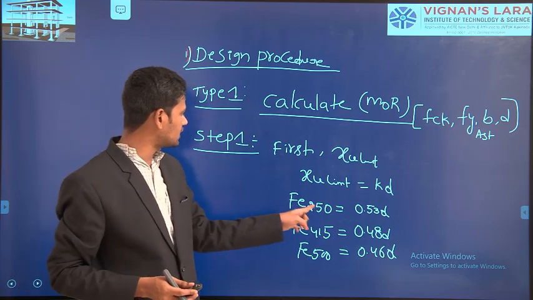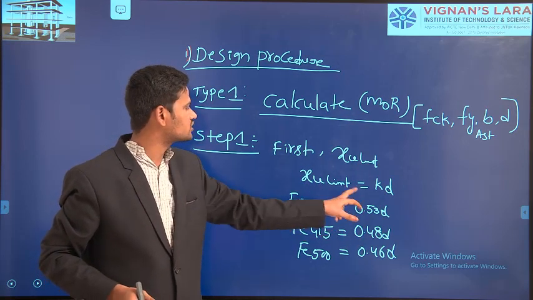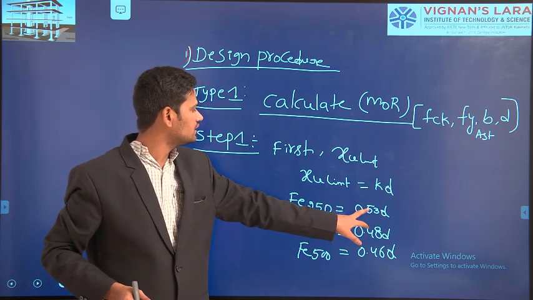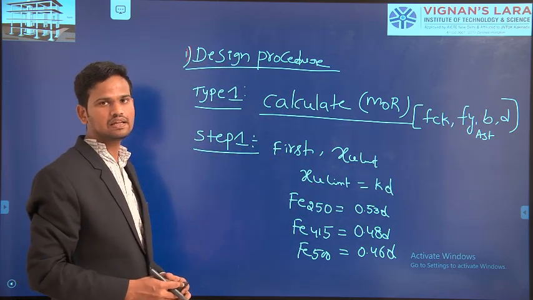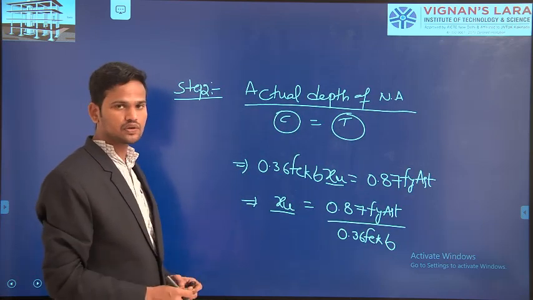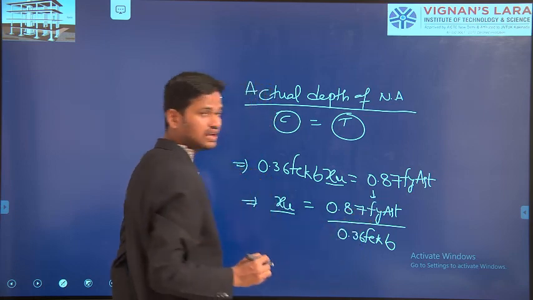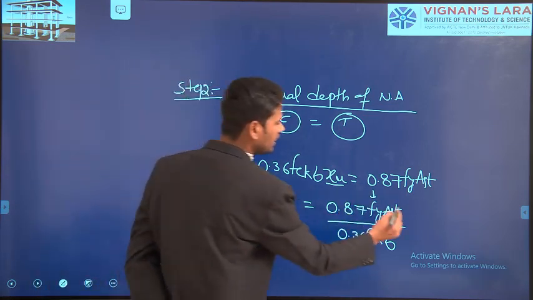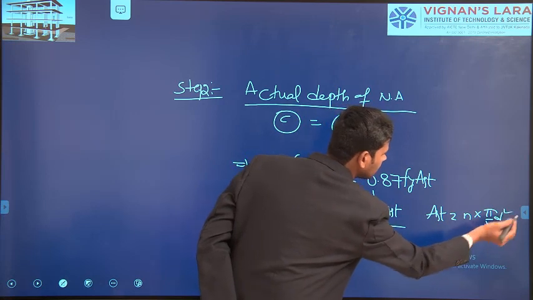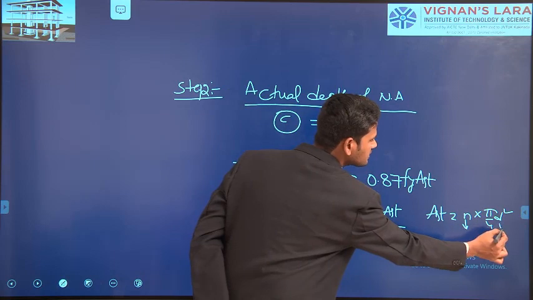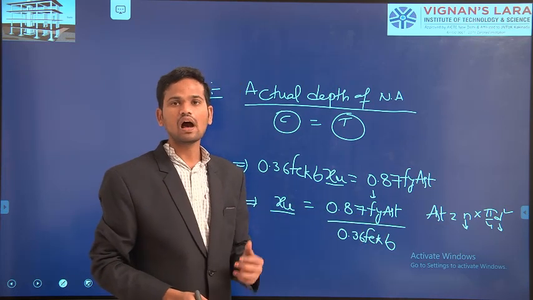Suppose the question gives the fy grade of steel as 250, then we substitute Xu limit equal to K into D, where K is 0.53 and D is the effective depth given in the problem. For the actual depth, 0.87 is the numerical value, fy is the grade of steel given in the problem, and Ast is the area of steel, which is N into pi by 4 into d square, where N is the number of bars and d is the diameter of the bar.